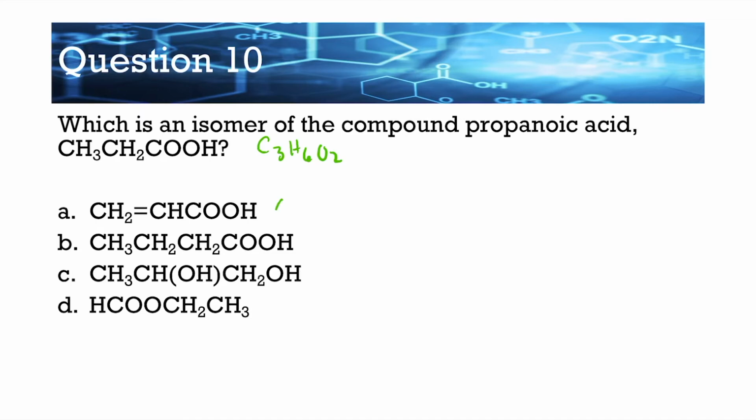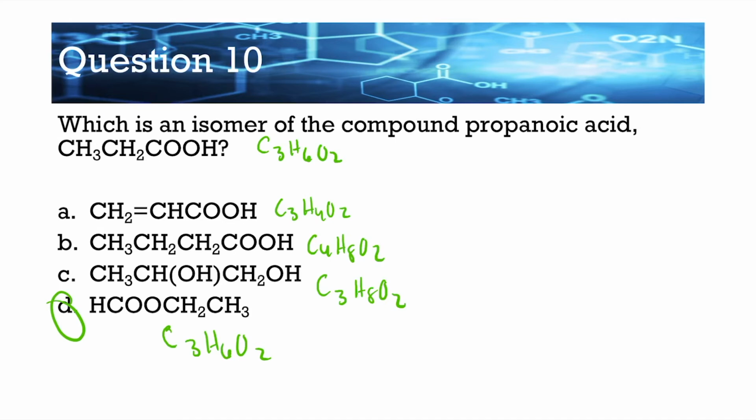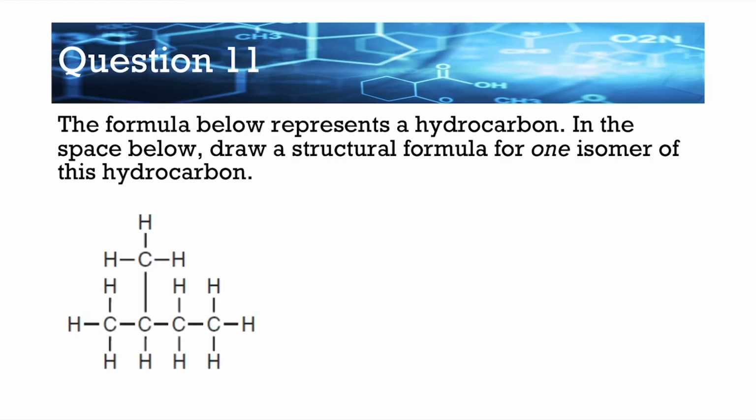A is C3H4O2, which is off by some elements. B is C4H8O2, which is off. C is C3H8O2, which is off. D is C3H6O2, which matches and is your answer. Okay. Halfway with the question.